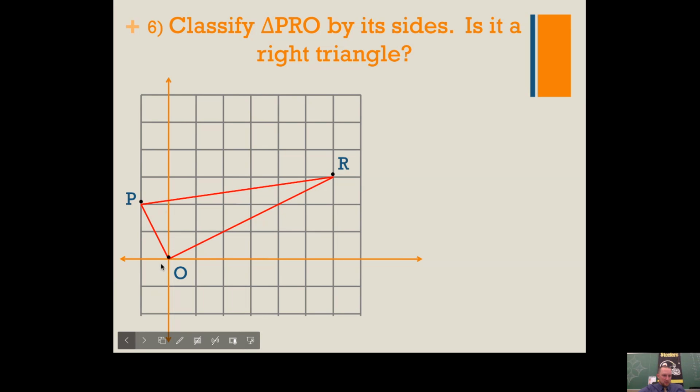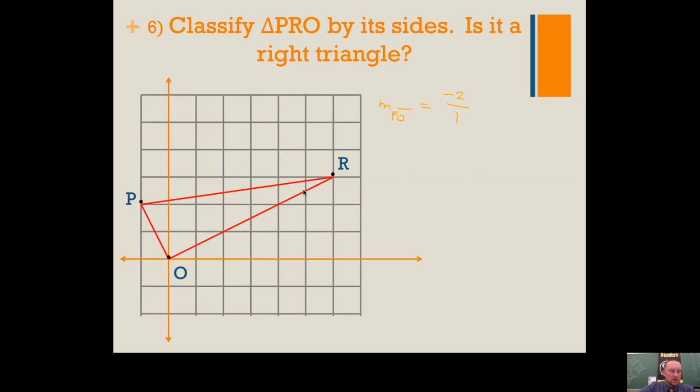How would you determine if that's a right angle? Well, if it's a right angle, then these red segments here would be perpendicular. What's the slope of this line? We're counting down 2 and 1 to the right. So the slope for that segment PO is -2/1. Down 2, 1 to the right.